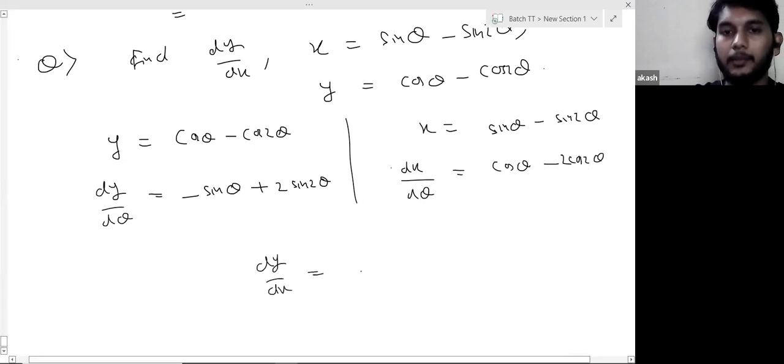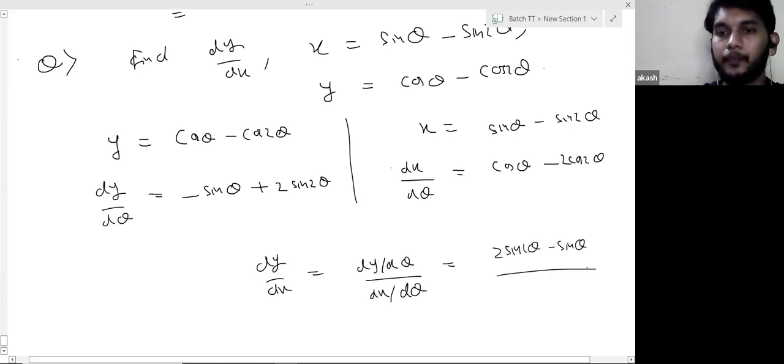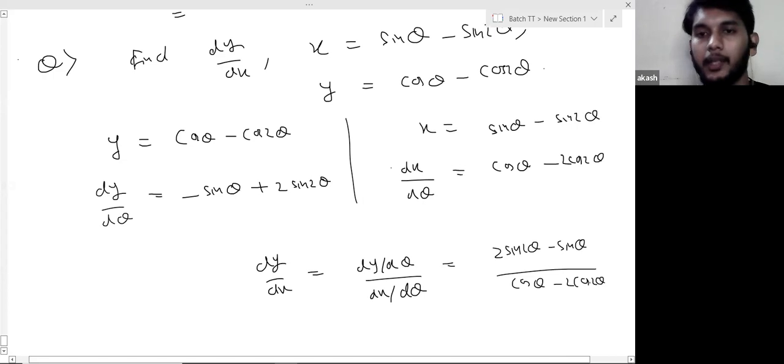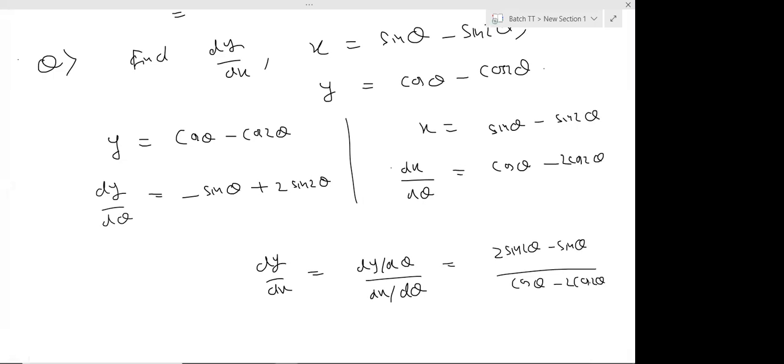Dy by dx will be dy by d theta upon dx by d theta. And this is 2 sine 2 theta minus sine theta upon cos theta minus 2 cos 2 theta. All right. I hope this is clear. Yes, sir. All right. So next question.